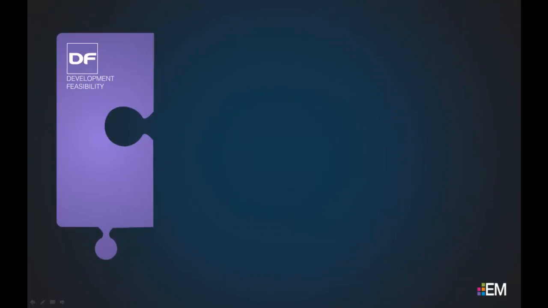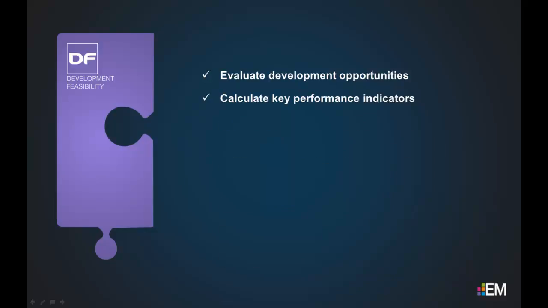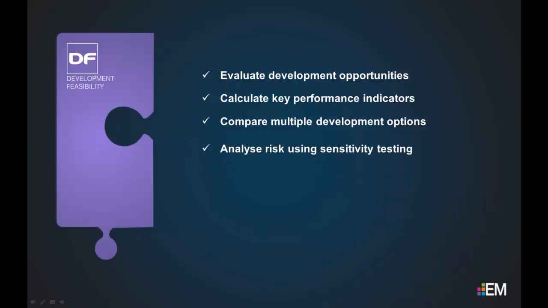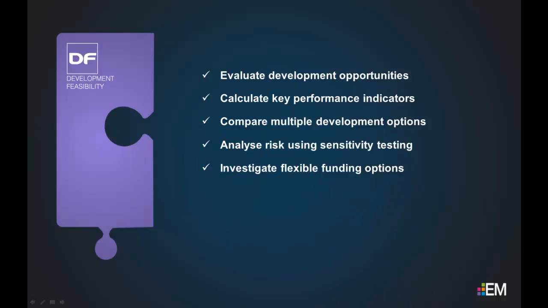They'll then input this data into DF, Development Feasibility, and from this they will be able to evaluate development opportunities and test project feasibility, calculate key investment performance indicators including residual land value, development margin and profit, net present value, and internal rate of return. They can compare multiple options side by side to ensure the best financial outcome for the development site is achieved, analyze risk using sensitivity testing and probability analysis, and investigate flexible funding options and joint venture arrangements.